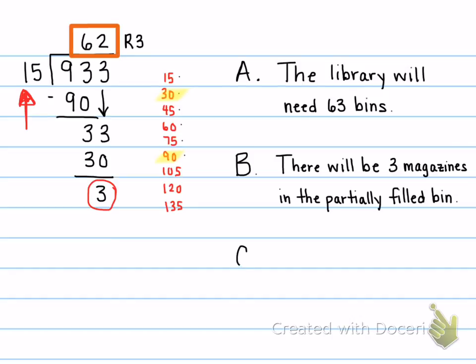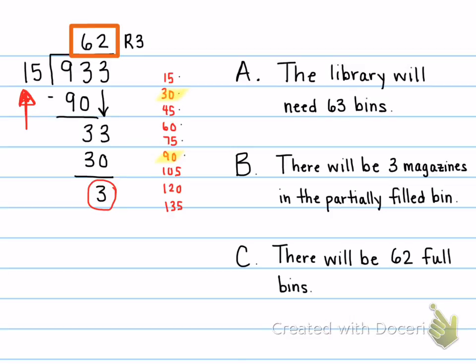And then last, we're looking at C. C says, how many full bins will the library have? And we have already talked about this. We know that it went 62 full times. So the answer would be, there will be 62 full bins.